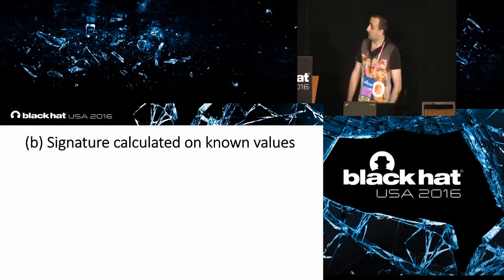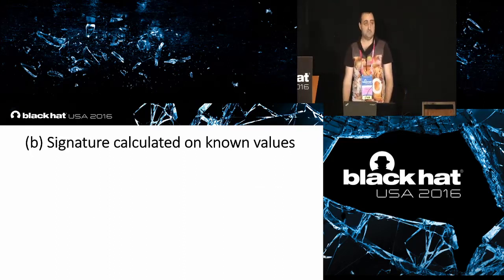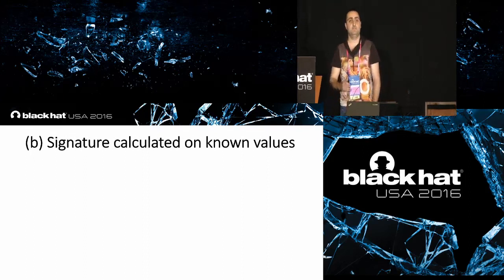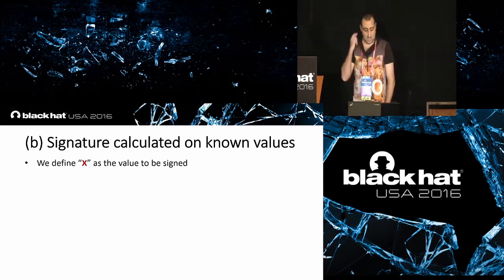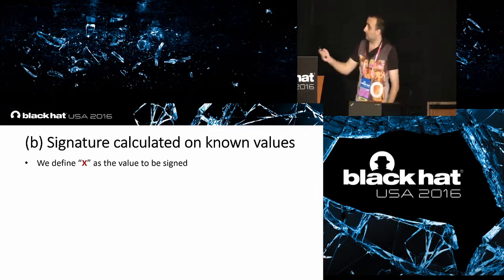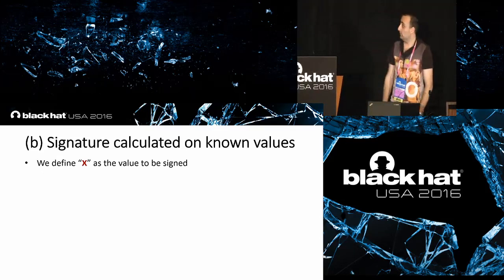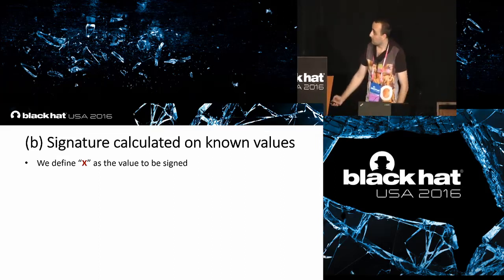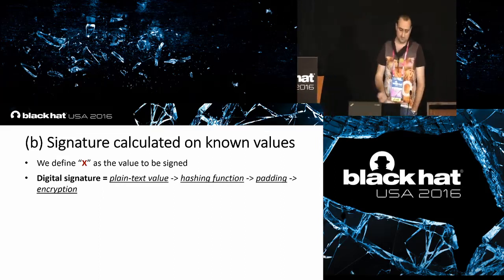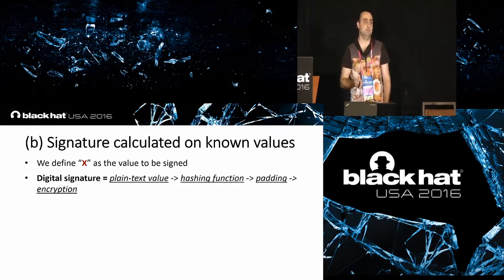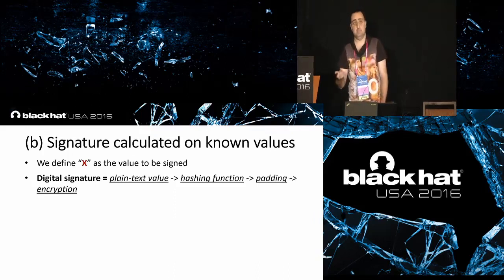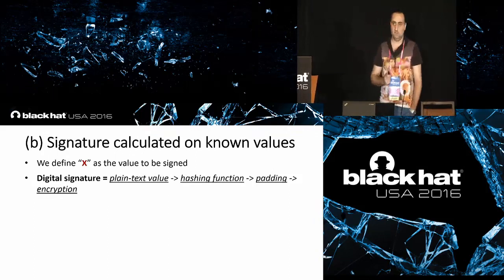And the last precondition is that the signature must be calculated on values the attacker has known in plain text. This is very important. And we define the value that must be signed with the letter X for the purposes of our talk. So basically, the digital signature is nothing more than a plain text value that is hashed, then padded, and at the end it is encrypted with the private key of the server.